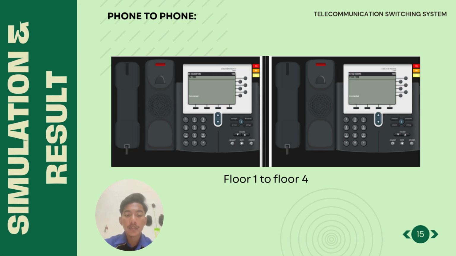Alright, this simulation shows a successful phone-to-phone call between the IP phone on floor 1 and the IP phone on floor 4. The call is successfully established even though both phones are located in different VLANs. This proves that the Cisco CME configuration, inter-VLAN routing and VoIP service are functioning correctly, enabling seamless communication across all floors in the network.